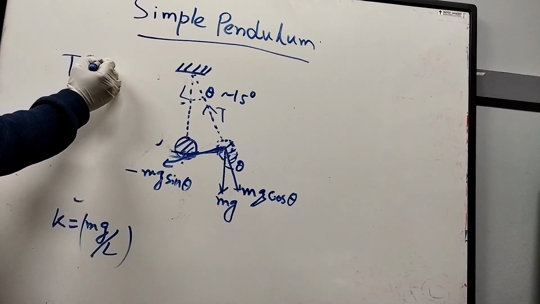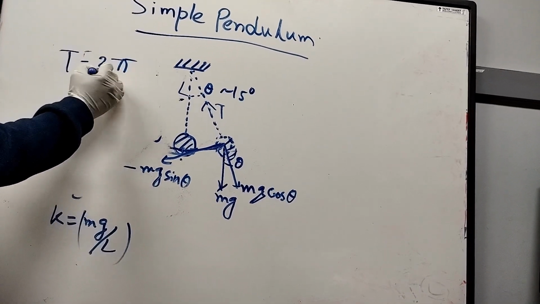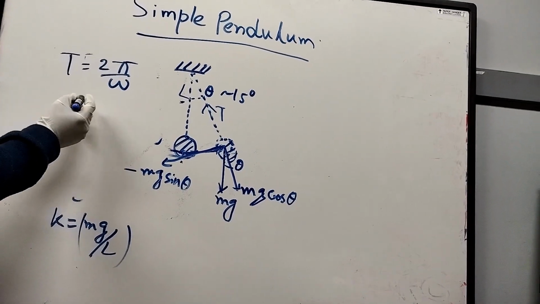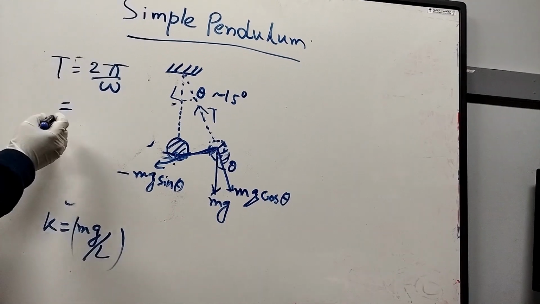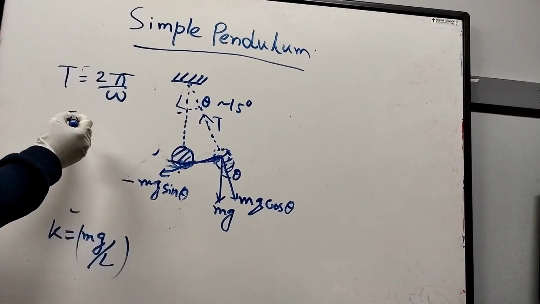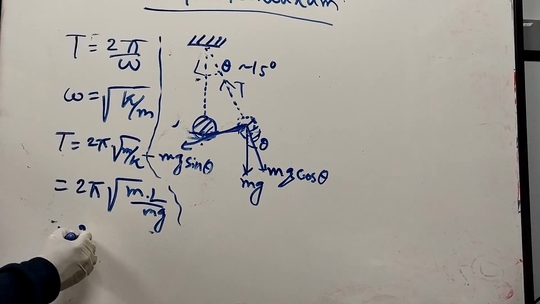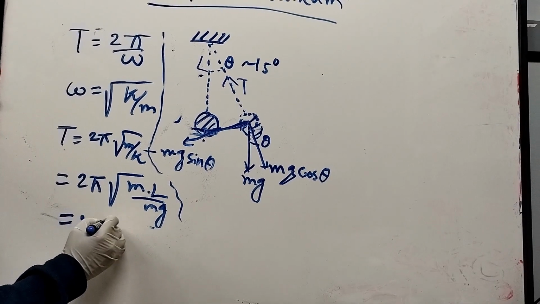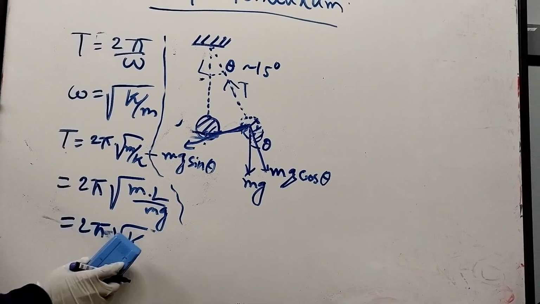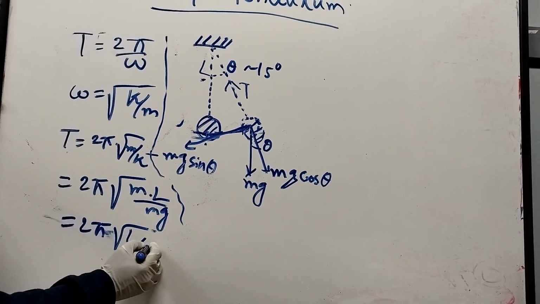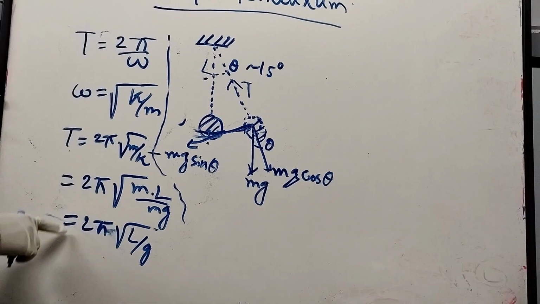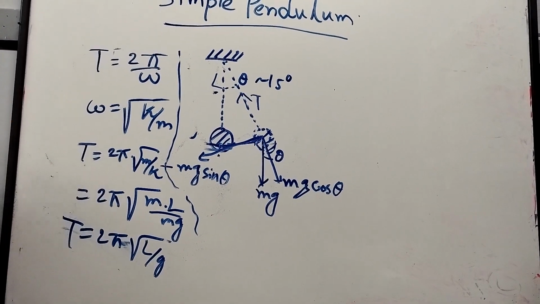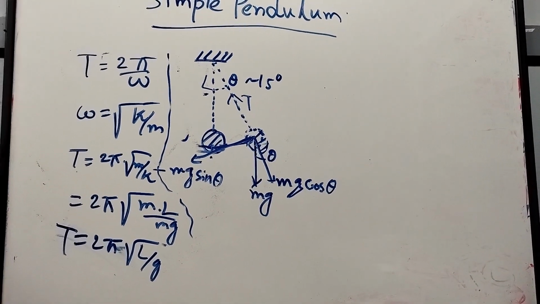Now the time period of a simple harmonic motion is defined as T equal to 2π/ω, where ω is the angular frequency, and ω can be written as root over k by m. So putting this value of ω, and then putting the value of k, finally we find the expression of the time period, which is 2π root over L by g. So this is the formula which we needed to derive, and we have derived it now.